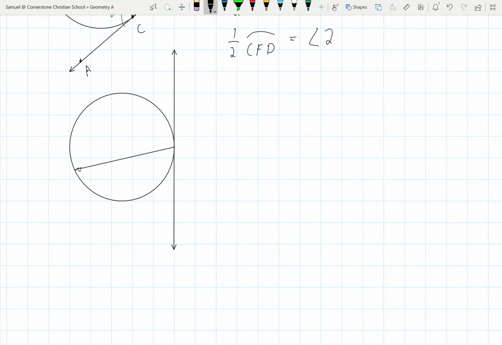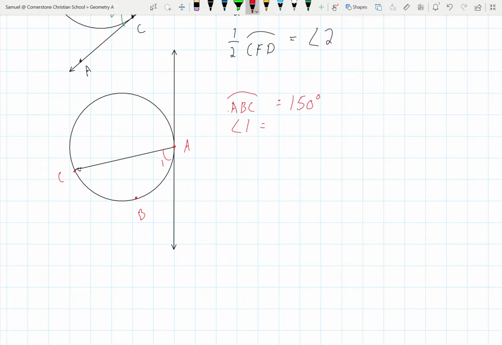So if I was told that this is angle 1, I don't know the measure of angle 1, and I have A, I have B, and I have C. And I'm also told that arc ABC equals 150 degrees, then I'm asked the question, what does angle 1 equal?